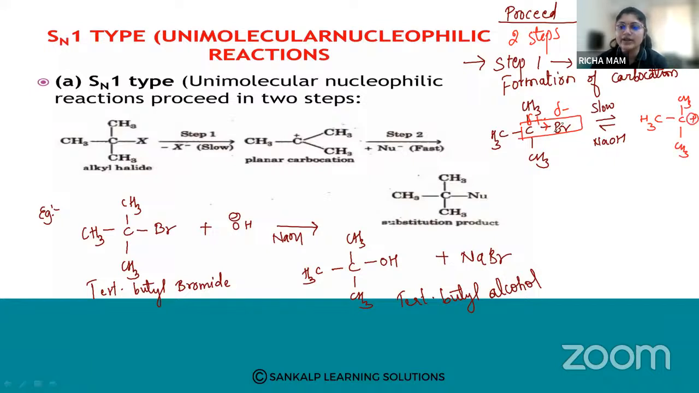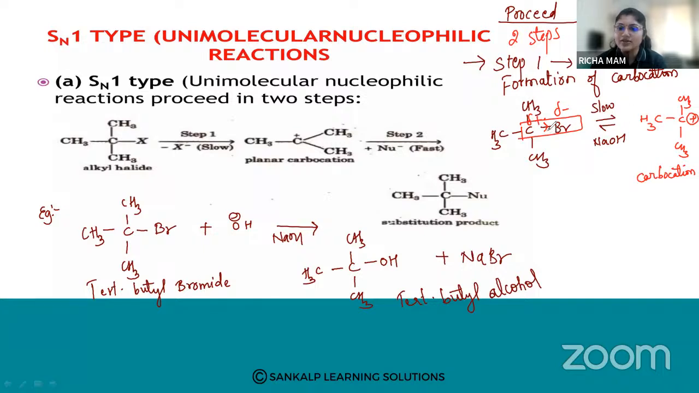So this carbon gets a positive charge. This is a tertiary carbocation. Whenever a carbon gets a positive charge, it is called a carbocation. And this carbon is tertiary because it is linked to three other carbons. So this is the first step. The first step is a slow step which yields the formation of carbocation.